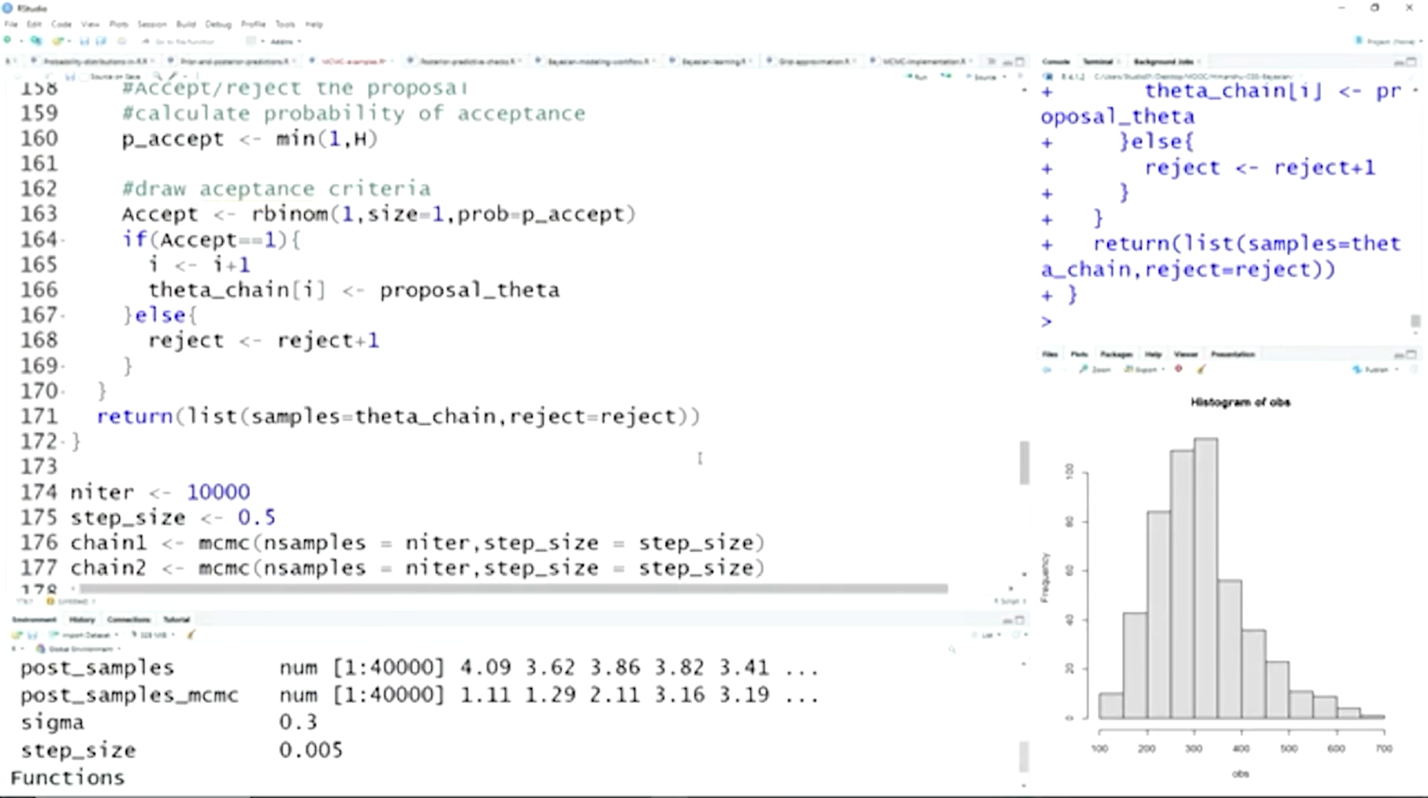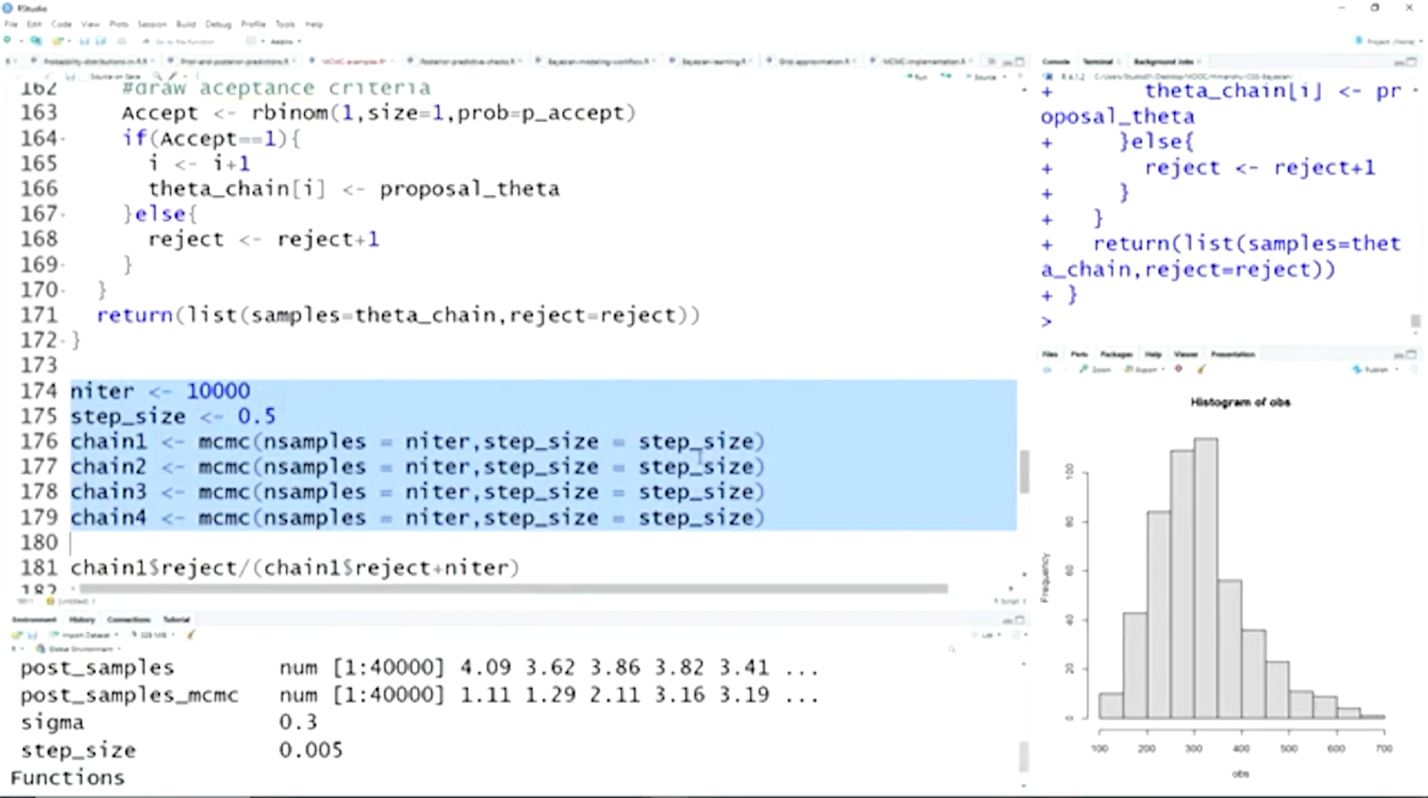So now I try to run this. Okay, step size of 0.5. I think it's fine. You can actually make it smaller. So let's say, I think 0.5 is fine for now.